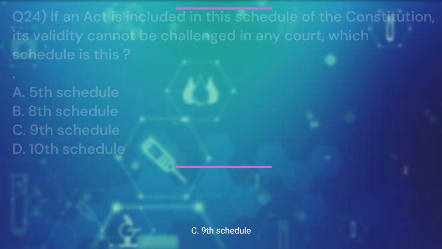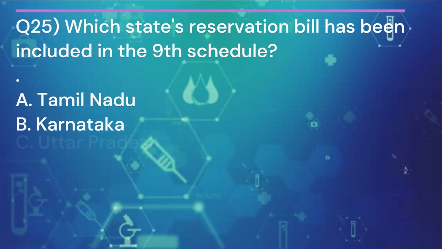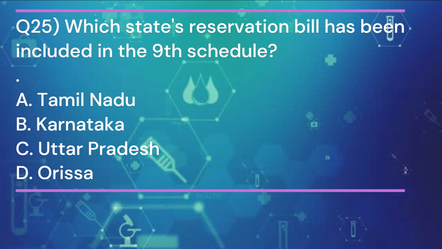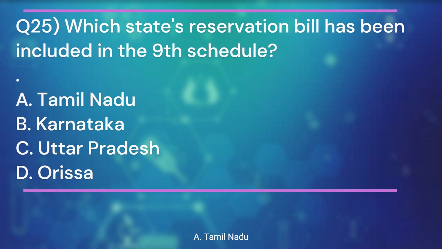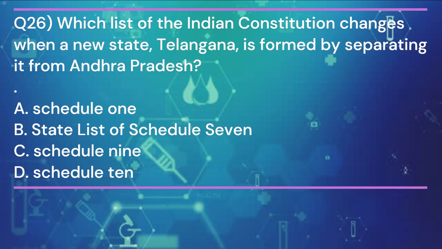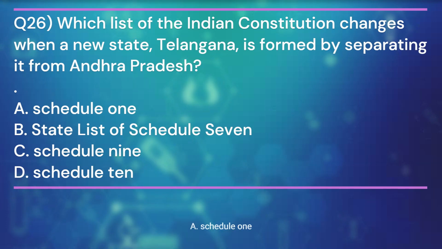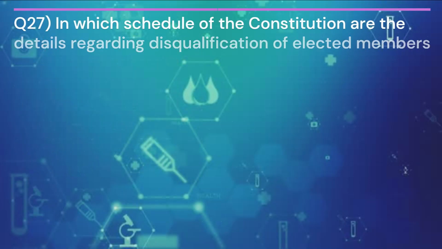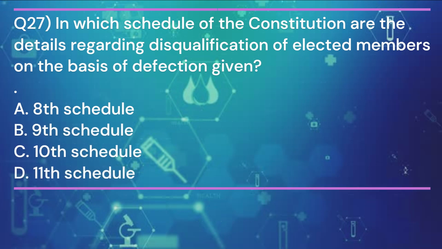9th schedule. Question 25. Which state's reservation bill has been included in the 9th schedule? And the answer is A. Tamil Nadu. Question 26. Which list of the Indian Constitution changes when a new state, Telangana, is formed by separating it from Andhra Pradesh? And the answer is A. Schedule 1. Question 27. In which schedule of the Constitution are the details regarding disqualification of elected members on the basis of defection given? And the answer is C.